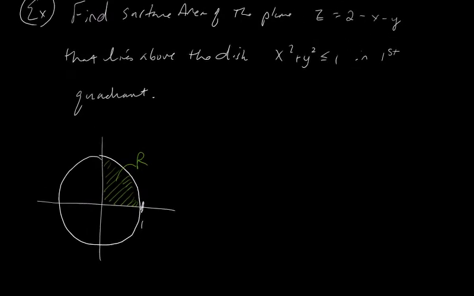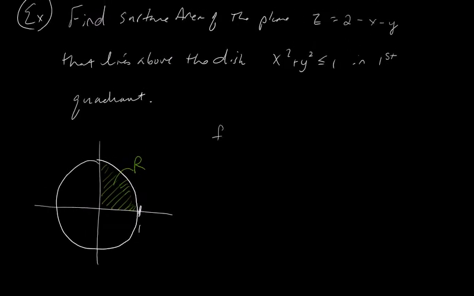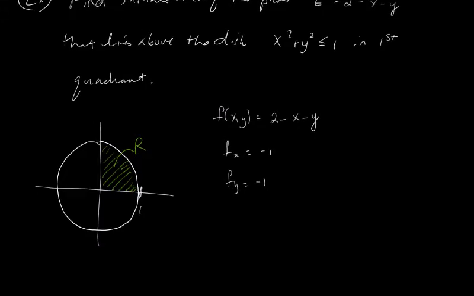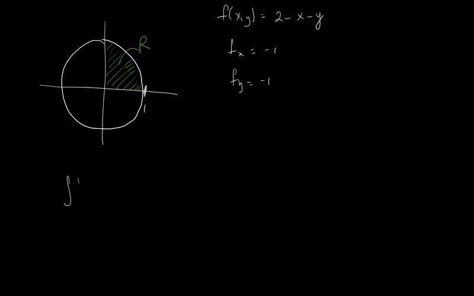Okay, so f of x, y is equal to z is equal to 2 minus x minus y. So we're going to need f sub x, that is -1. We're going to need f sub y, that is -1 also. All right, so the integral for our surface area here is going to be the integral over our region R of the square root of 1 plus, nope, f prime would be a Calculus 2 statement, the partial of f with respect to x squared plus the partial of f with respect to y squared dA.